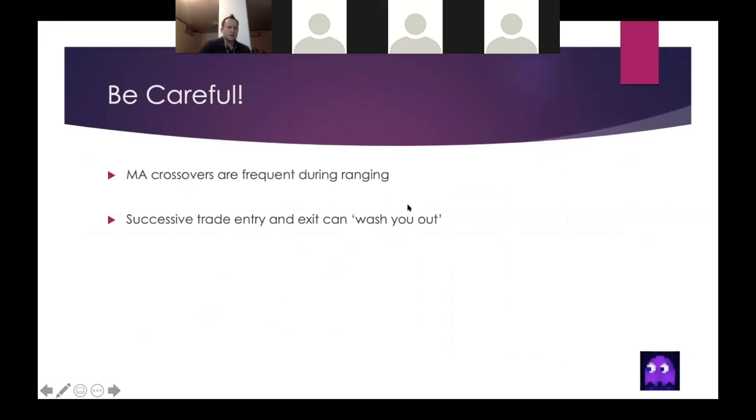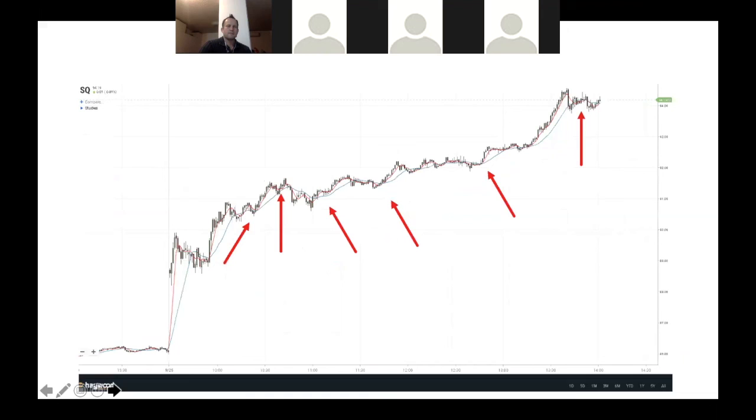And again, all these moving averages are really to be taken with a grain of salt, because moving average crossovers occur very frequently during ranging. Successive trade entries and exits can wash you out. So this is very, very important.